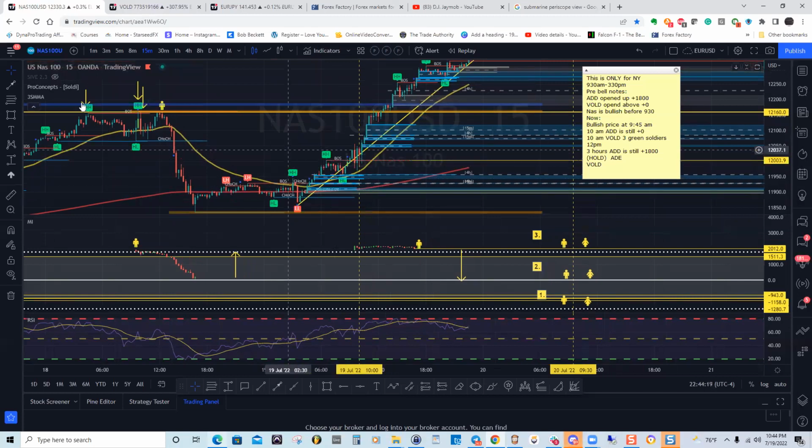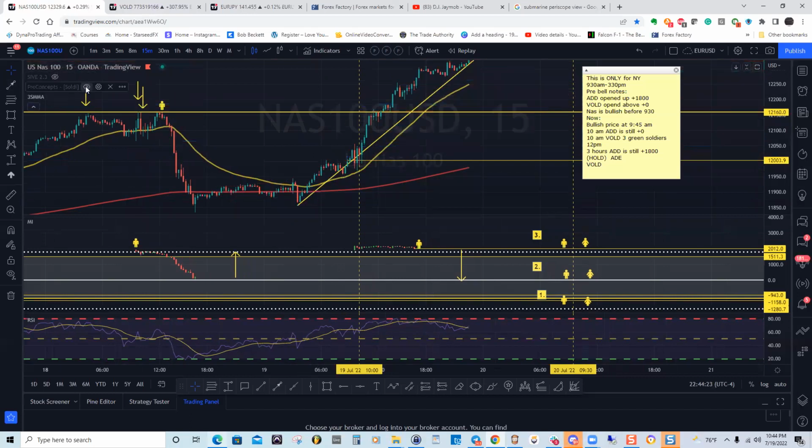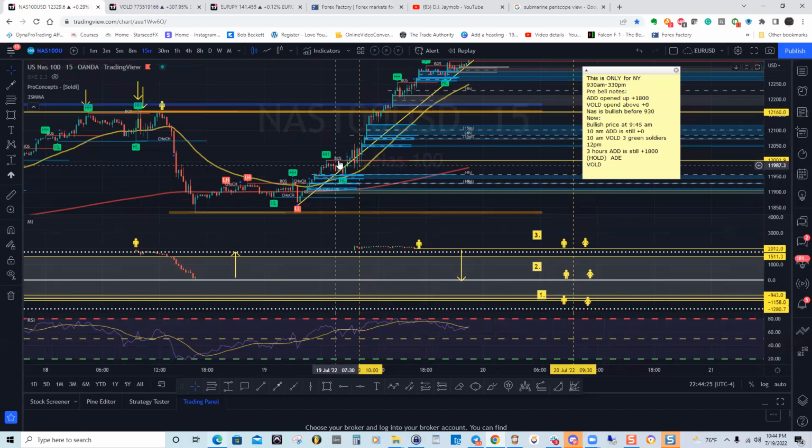This is the BOS here. You see that? It's from this one here. That's a BOS, break of structure. But you don't need that. You can just put a line there, but it broke structure.